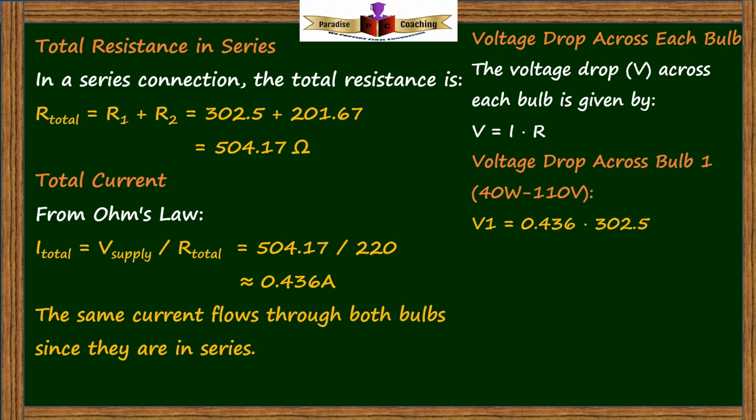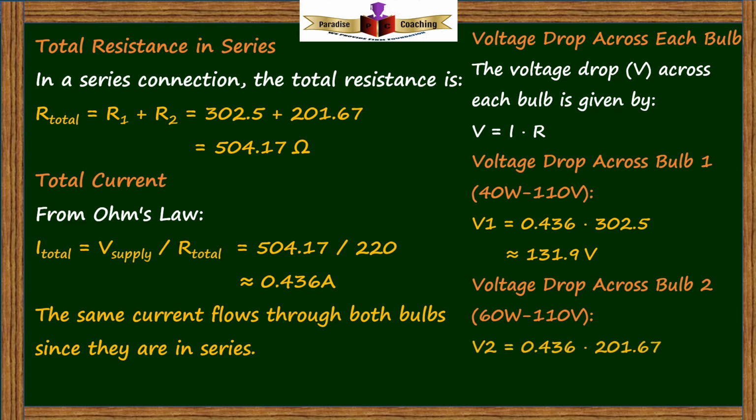Voltage drop across bulb 1. V1 equals 0.436 multiplied by 302.5, which is almost equal to 131.9 volt. Voltage drop across bulb 2. V2 equals 0.436 multiplied by 201.67, which is almost equal to 87.9 volt.